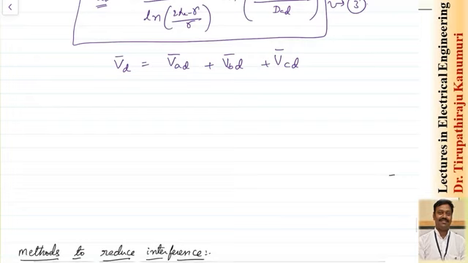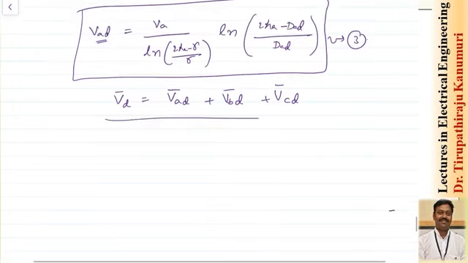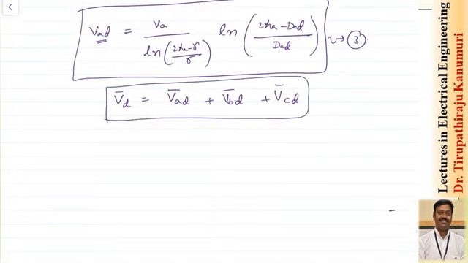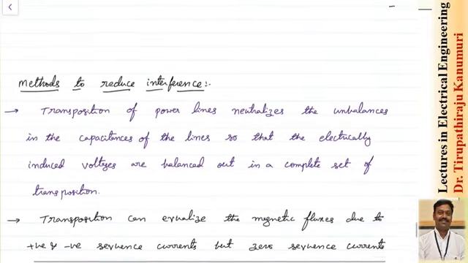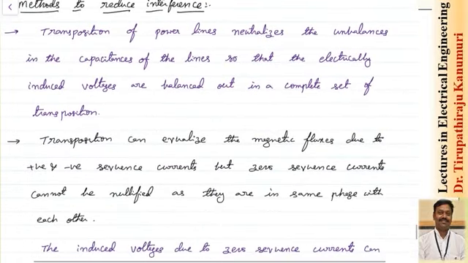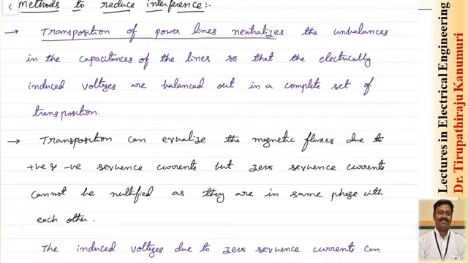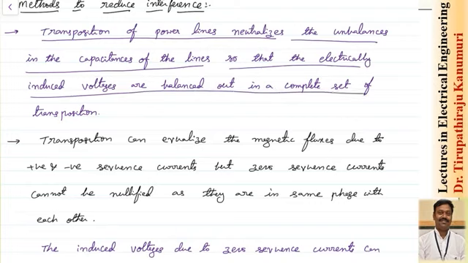Now how to decrease this value, because this value will always be non-zero? What are the remedial measures to make this electrostatic effect 0? That can be done by transposition of the power lines, which neutralizes the unbalance in the capacitances of lines, because all this effect is coming due to capacitance effect. If the capacitances are equal, we know that the charges in each phase are displaced by 120 degrees. So they will nullify each other if you transpose the transmission lines, so that the electrically induced voltages are balanced out in a complete set of transposition.